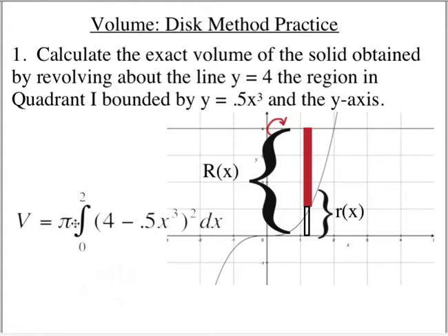And then the setup for the volume is pi r squared, so my radius squared. And then since I'm going from x values of 0 to where the two intersect at an x value of 2, those are going to be my limits of integration. Calculate the exact value, you would get 80 over 7, and then don't forget to multiply it by pi at the end.